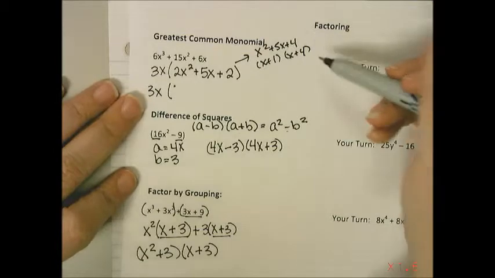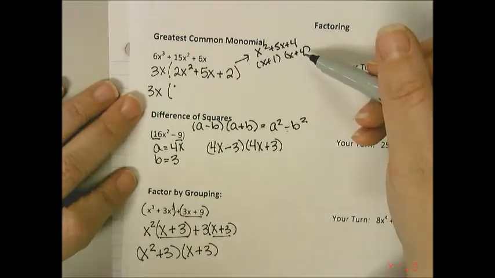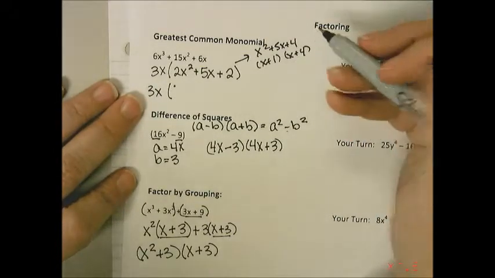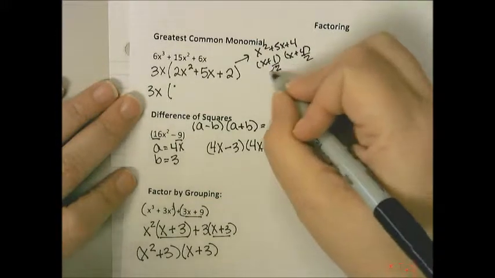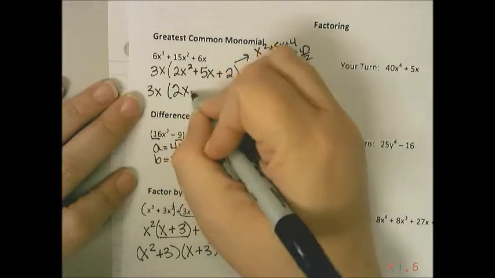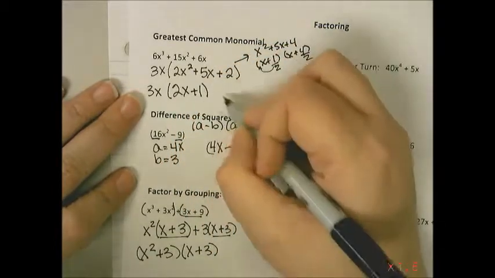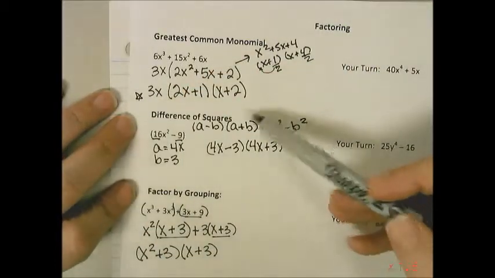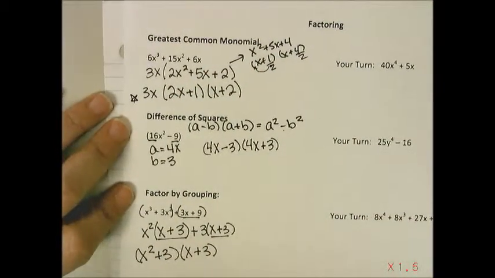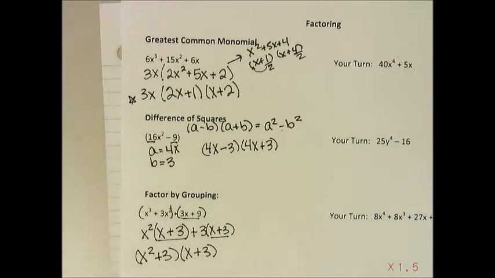4 times 1 is 4 to get our outside number, and 4 plus 1 is 5, which gives us our middle number. And we're going to have to divide that out by 2, because that's what we started with. So then this becomes 2x plus 1, and then this becomes x plus 2. So now this problem is completely factored with our a equals not 1 value.